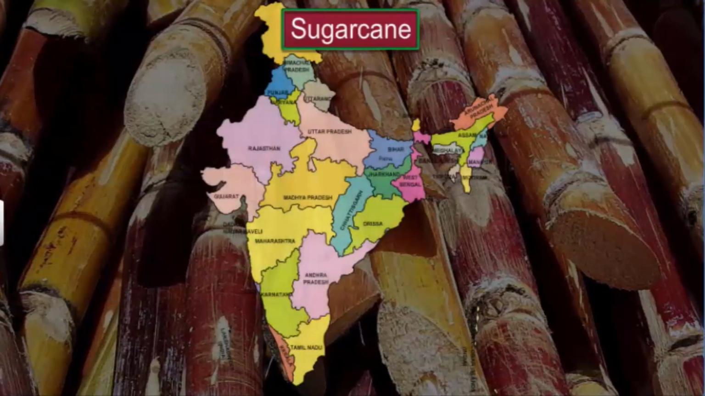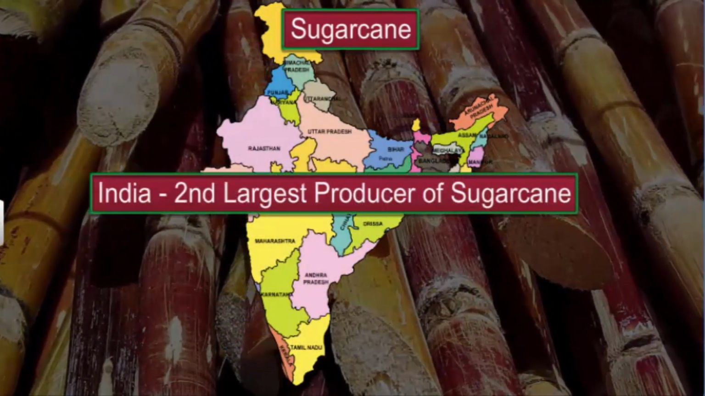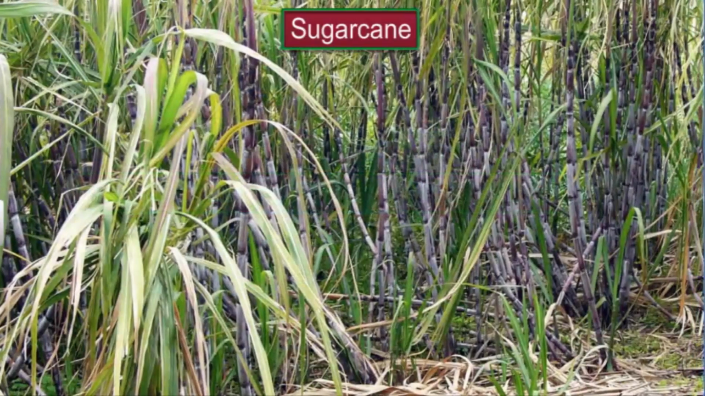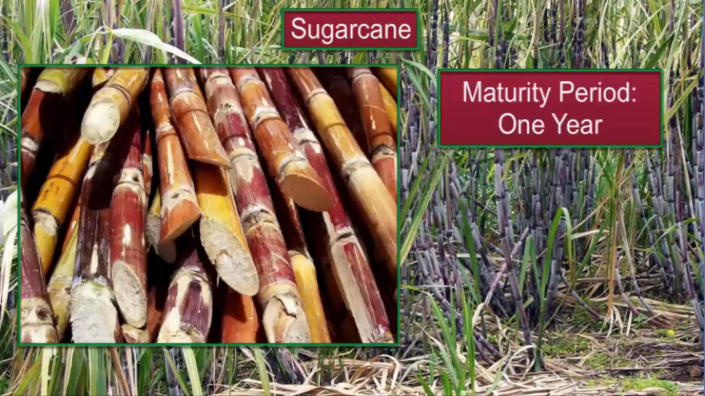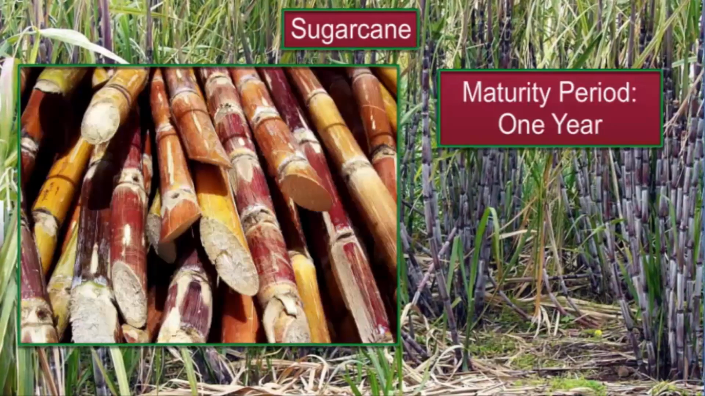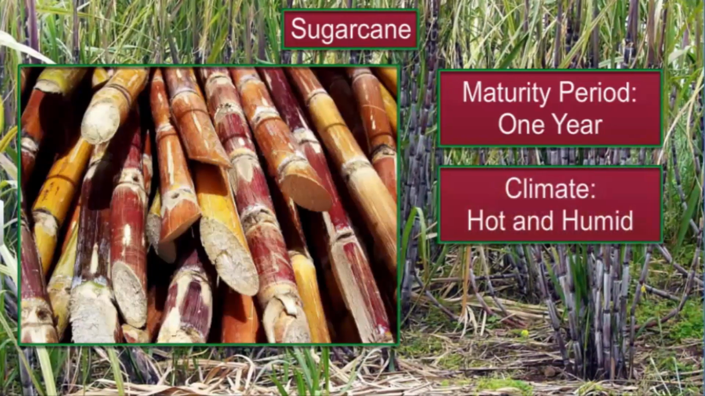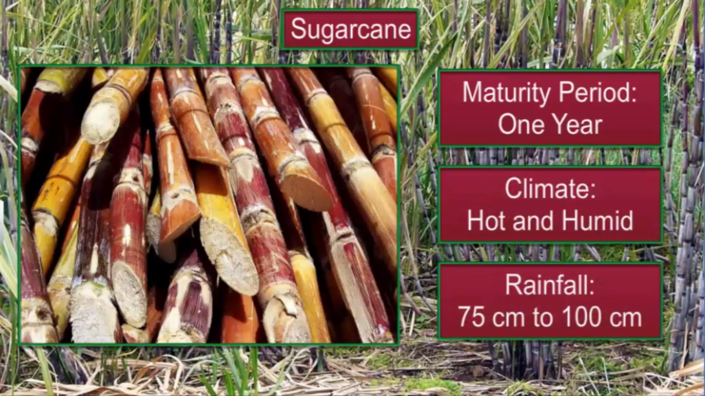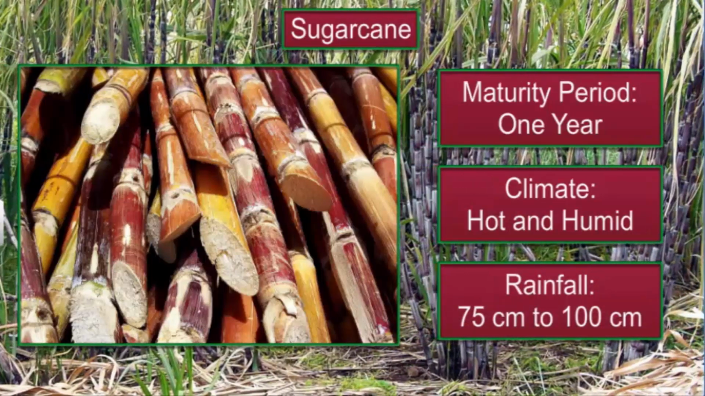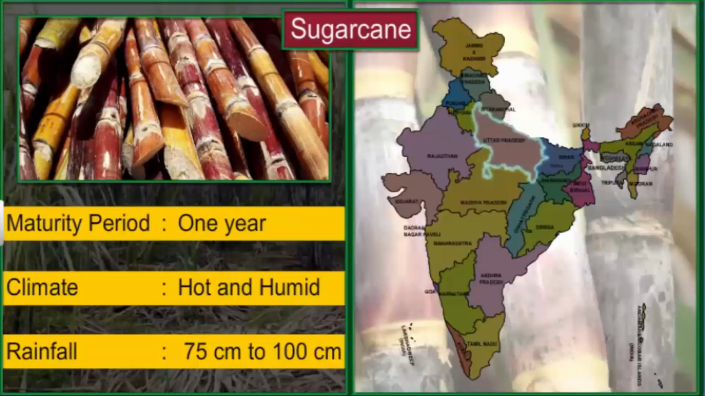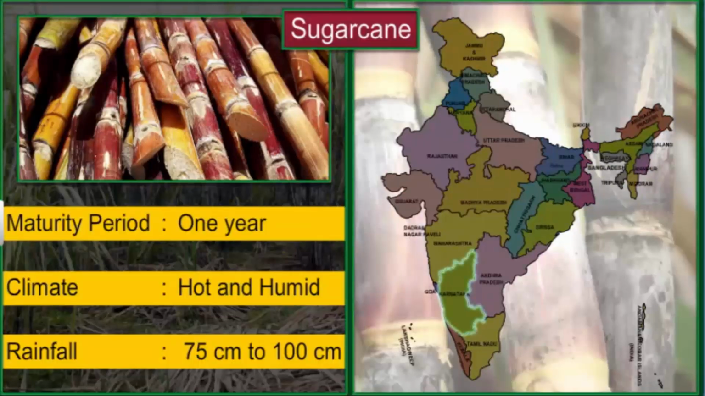India is the second largest producer of sugarcane in the world. Sugarcane grows in many different kinds of soils. The crop takes almost a year to mature and requires a hot, humid climate with around 75 to 100 centimeters of rainfall. Uttar Pradesh, Karnataka, Maharashtra, Tamil Nadu, Andhra Pradesh, Bihar, Punjab and Haryana are the main sugarcane producing states in India.